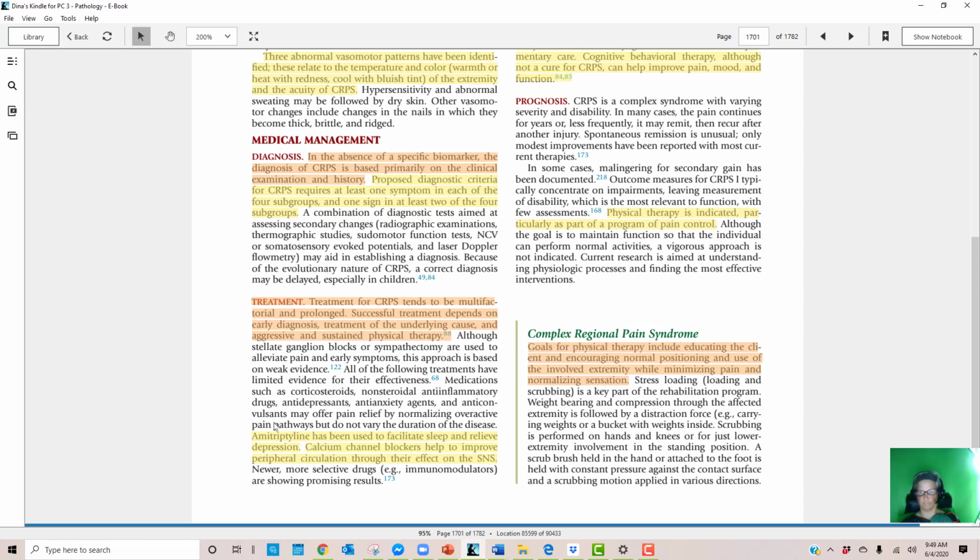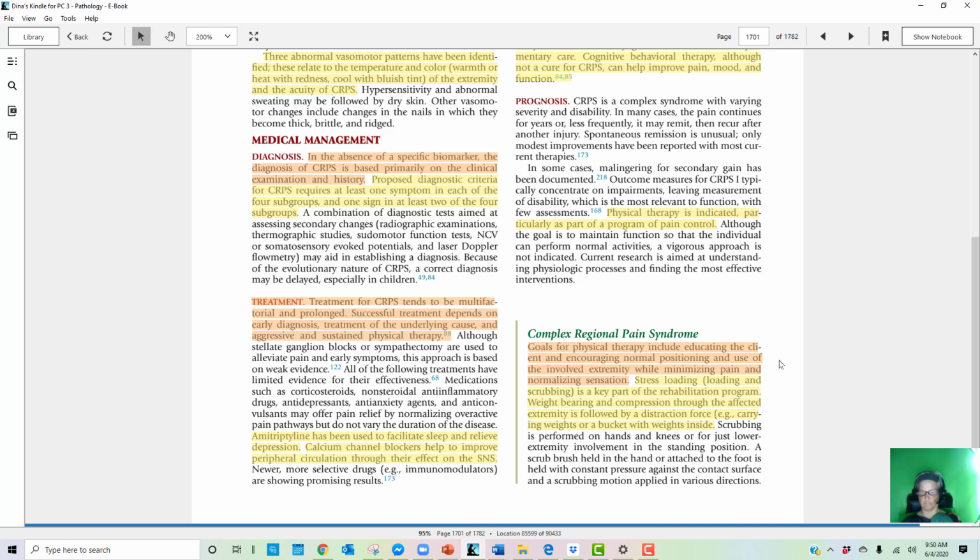Weight bearing and compression through the affected extremity is followed by a distraction force, for example, carrying weights or a bucket with weights inside. Scrubbing is performed on hands and knees or, for just lower extremity involvement, in the standing position. A scrub brush held in the hand or attached to the foot is held with constant pressure against the contact surface and a scrubbing motion applied in various directions.